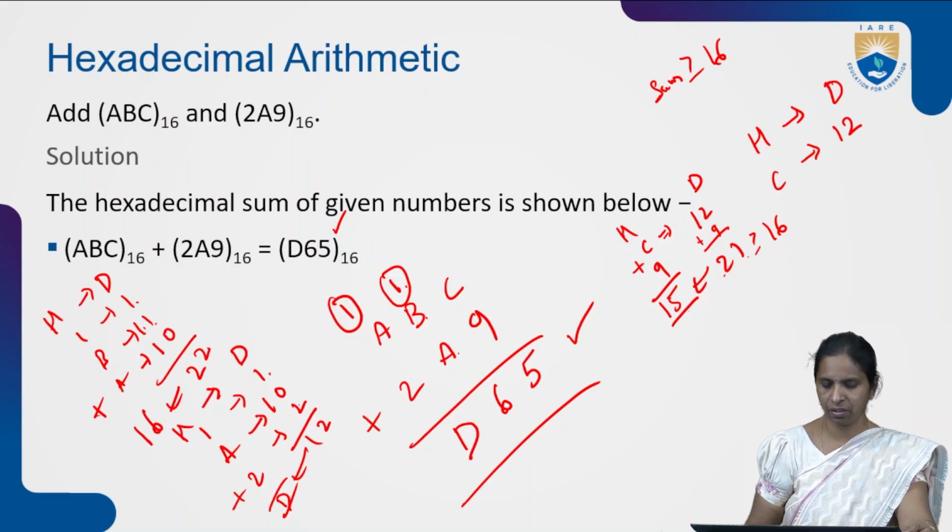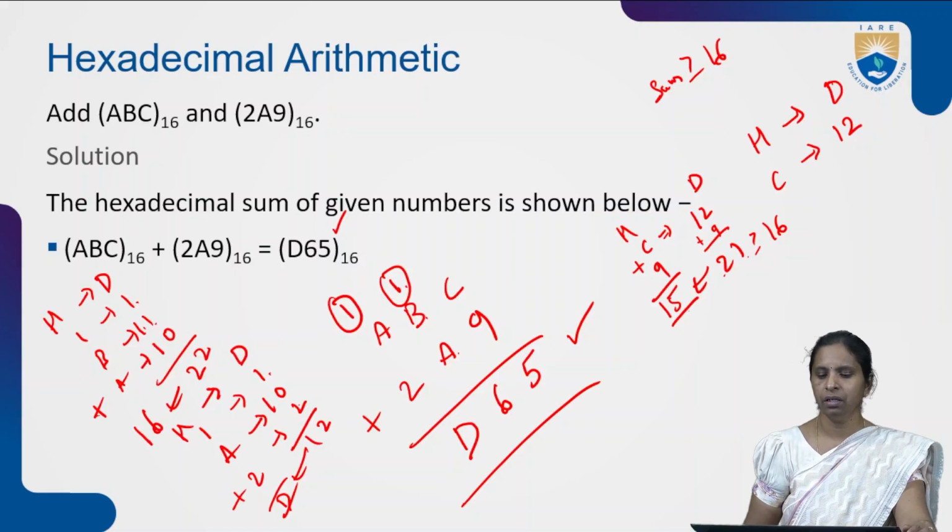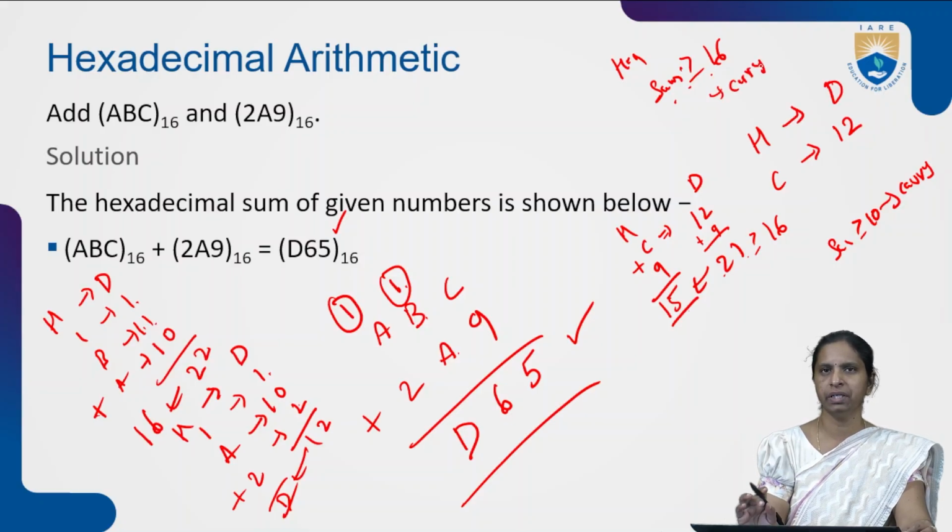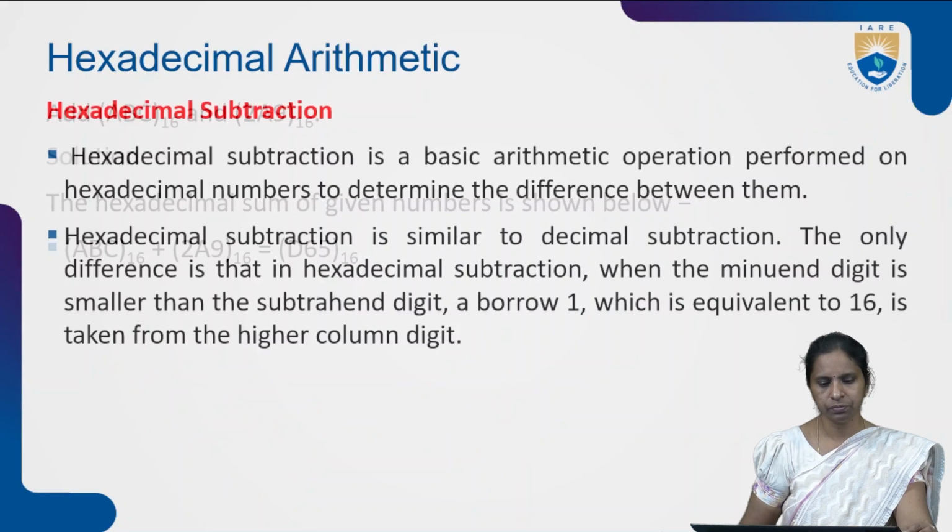How you perform the operation on the decimal number system only. But the difference is, in the decimal number system, if the sum is greater than or equal to 10, then you are going to get the carry. Whereas in the hexadecimal number system, if the sum is greater than or equal to 16, then you are going to get the carry. Only that's the difference between the hexadecimal number and decimal number system.